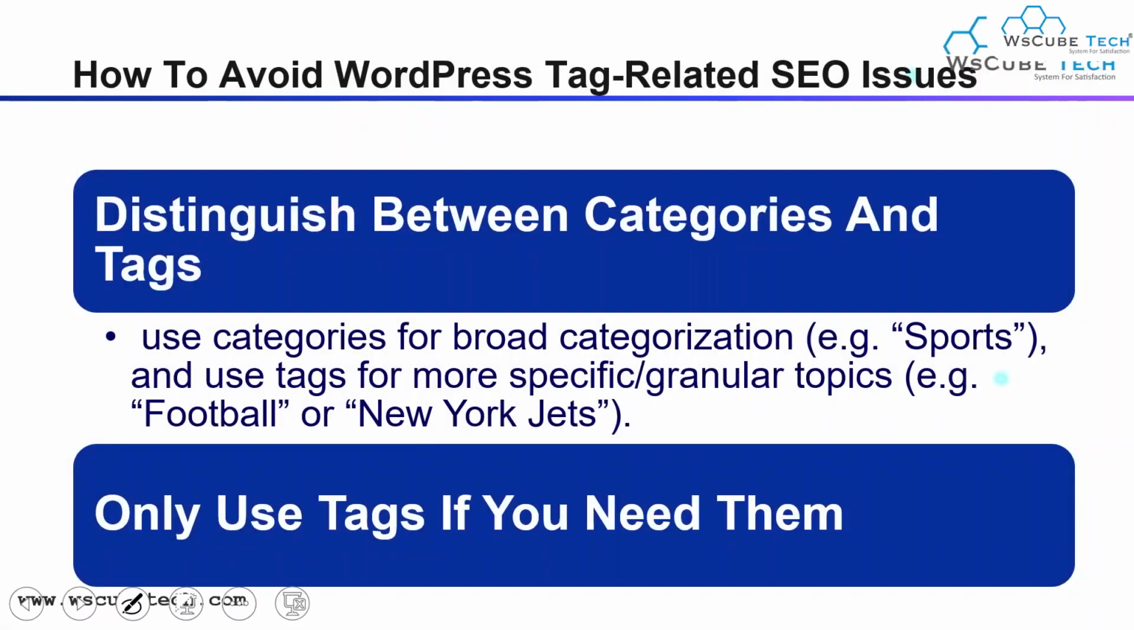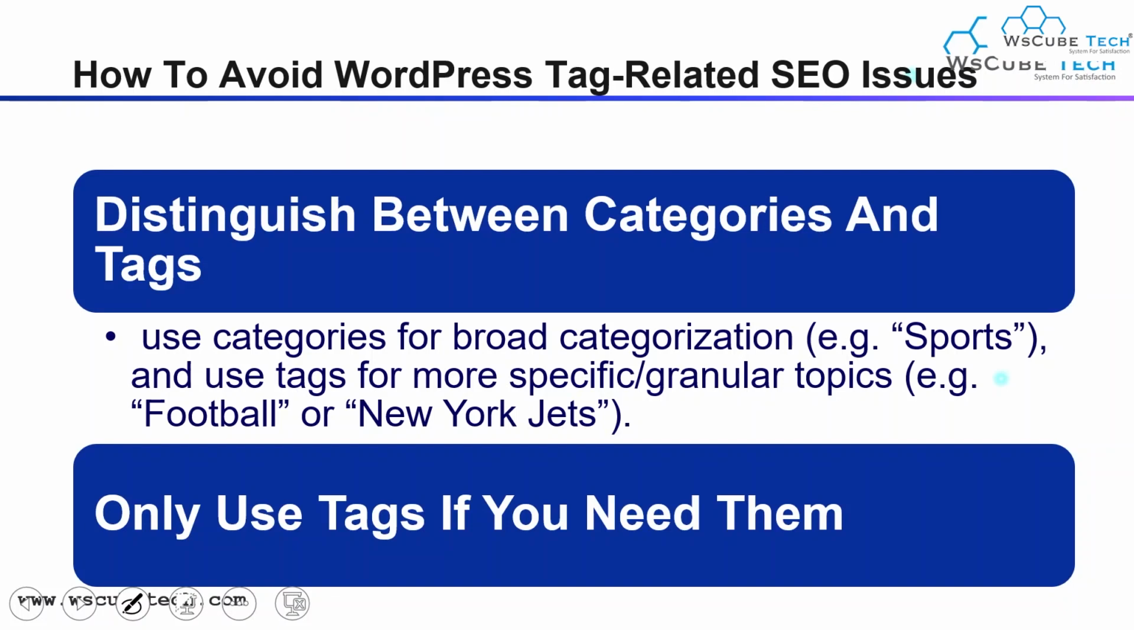Next is how to avoid WordPress tag related issues. Distinguish between categories and tags. You can use categories for broad categorization, for example, sports, and use tags for more specific things, that is football or New York Jets. So this is more specific than your sports. This is known as category and tag. Only use a tag if you need a tag.